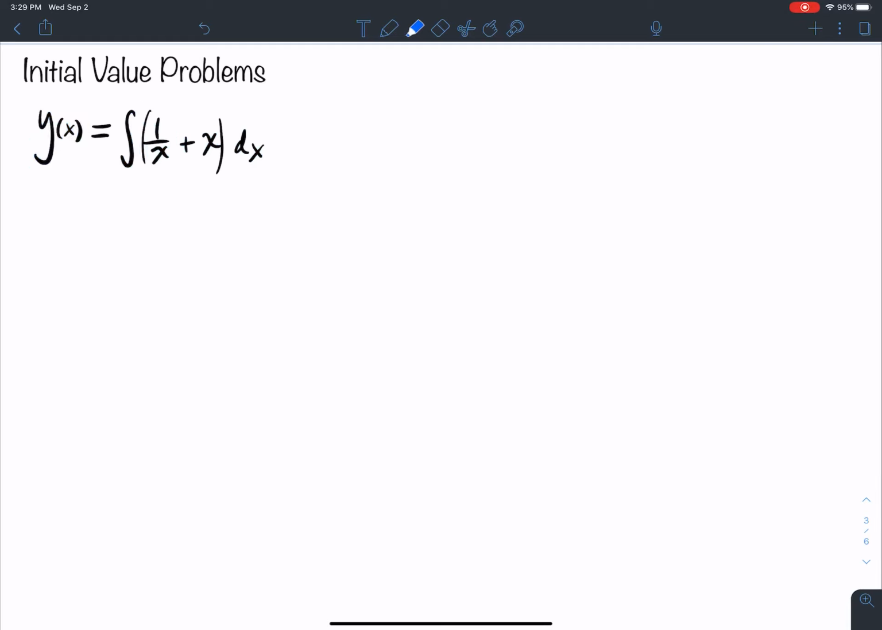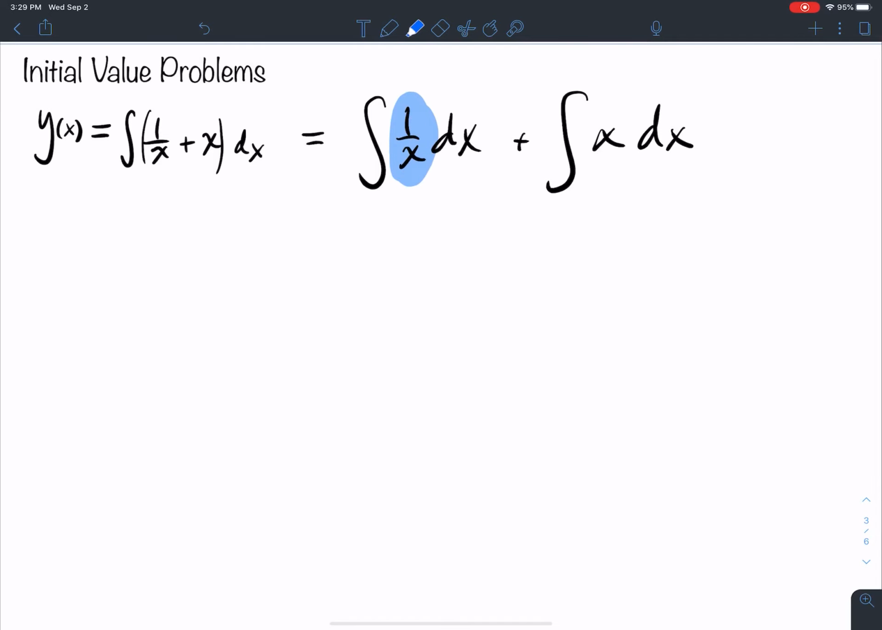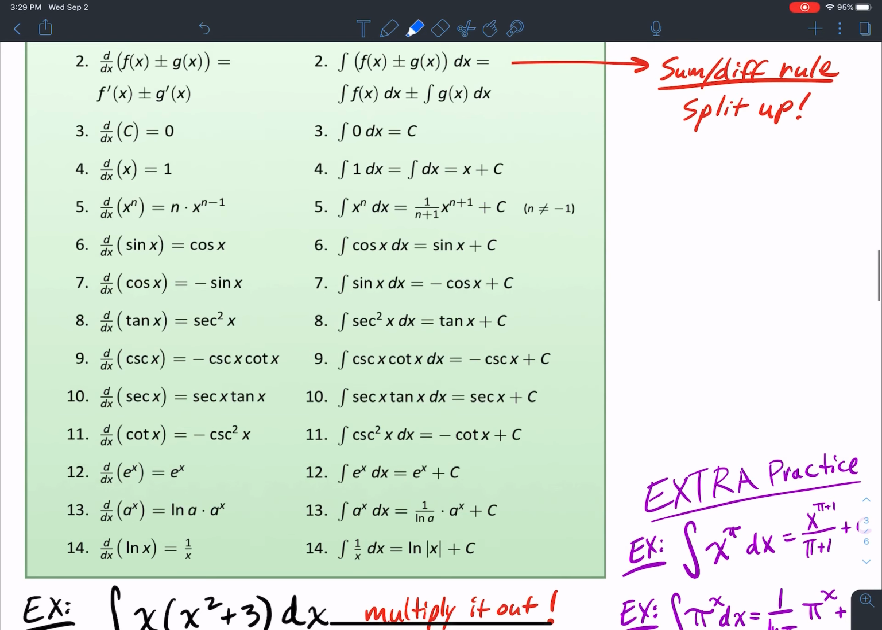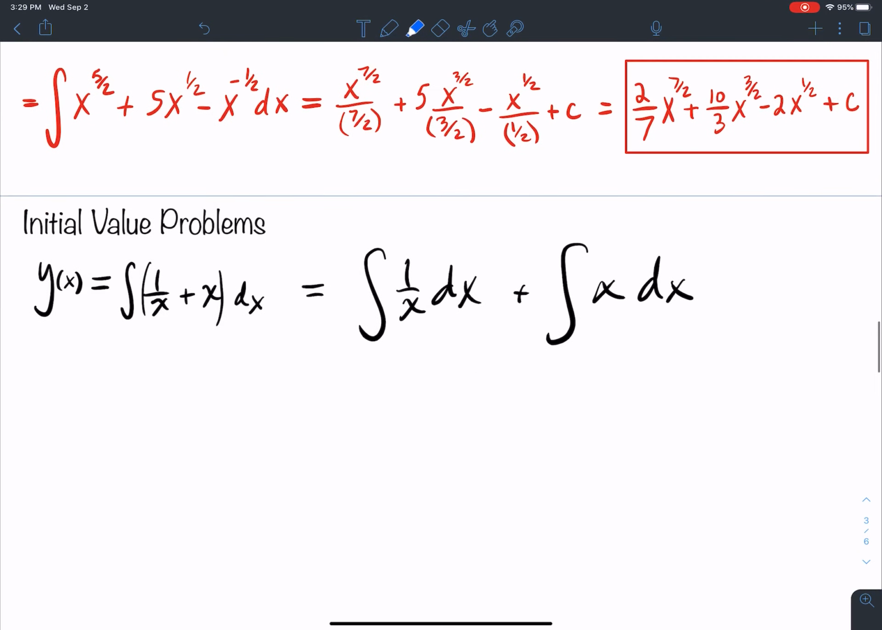Okay, I'm going to divide and conquer here, meaning I'm going to turn this into the integral of 1 over x dx plus the integral of x dx. These are rules that we just need to know. Go back to your rule list in the previous video. The integral of 1 over x is ln of absolute value of x plus c. And the other one is just the power rule, okay? Add 1 to the exponent, divide by it.